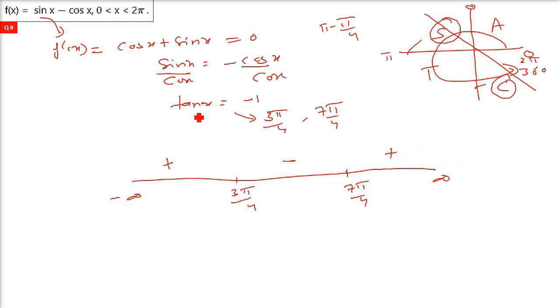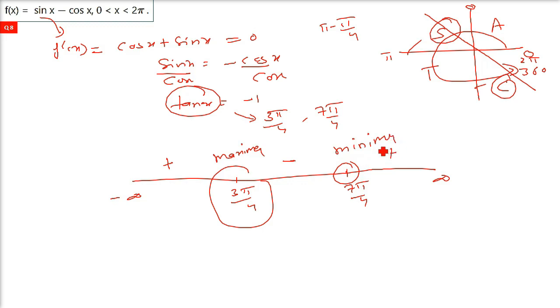You have learned trigonometry, and these are the values you have to place in x. Any value placed in sin x plus cos x will give you these signs, positive or negative. You just have to look at the negative and positive here. So 3 pi by 4 will give you a maxima value, and 7 pi by 4 will give you a minima value, because you are going from plus to minus and minus to plus.